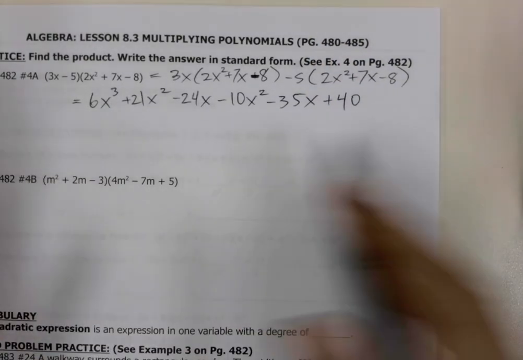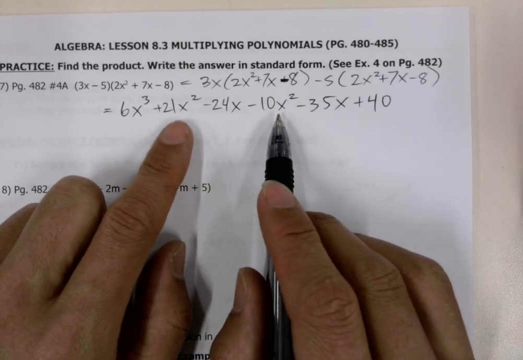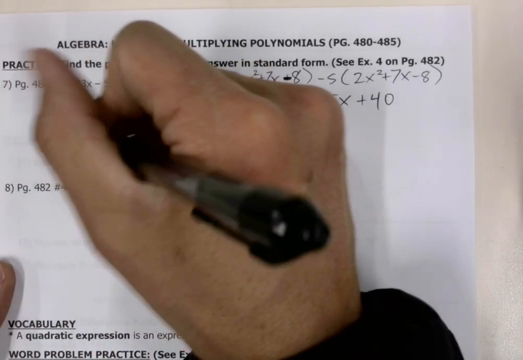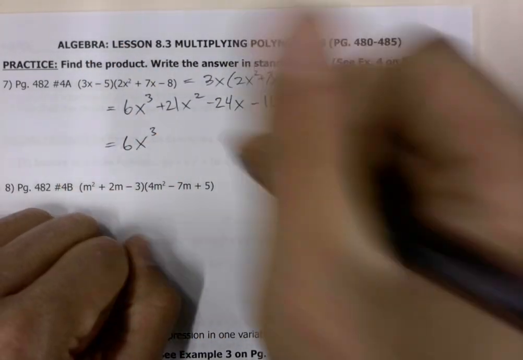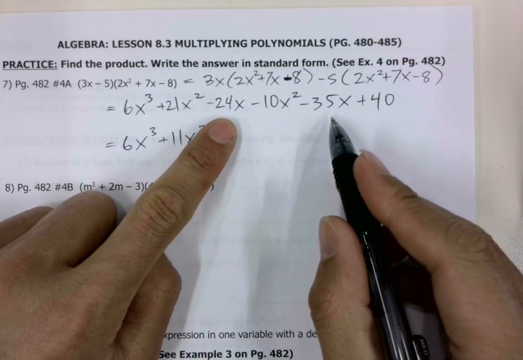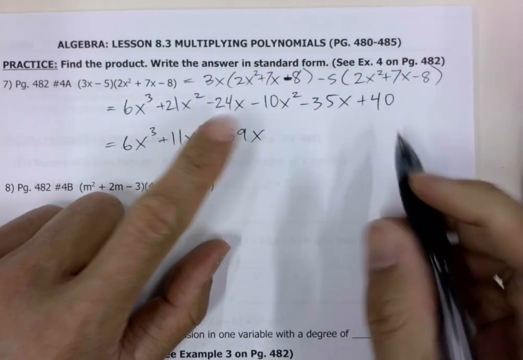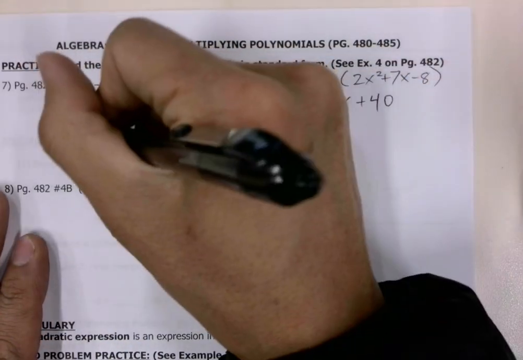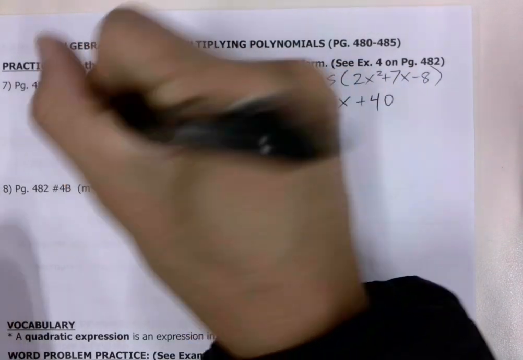Okay. So now that we're here, we want to combine our like terms, and if you look at it, we have 2 like terms here, x squareds, and then we have 2 like terms here, we have x. So let's go ahead and combine those like terms. It's going to be 6x to the 3 plus 11x squared, and then this one is going to be minus 59x. And then right here is going to be our 40. And that is our final answer in standard form.